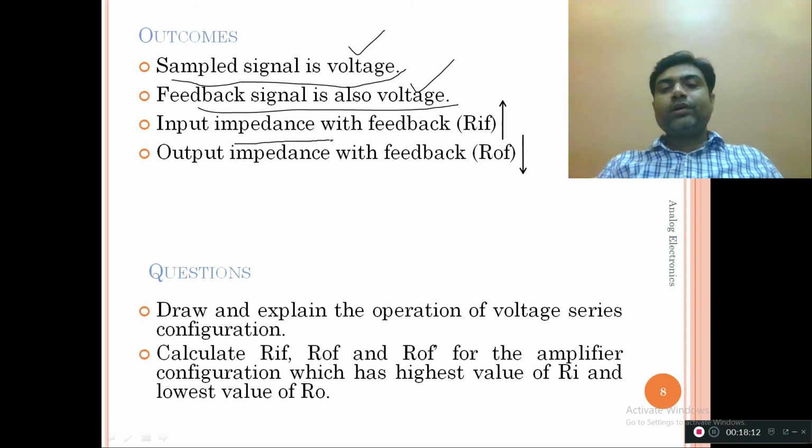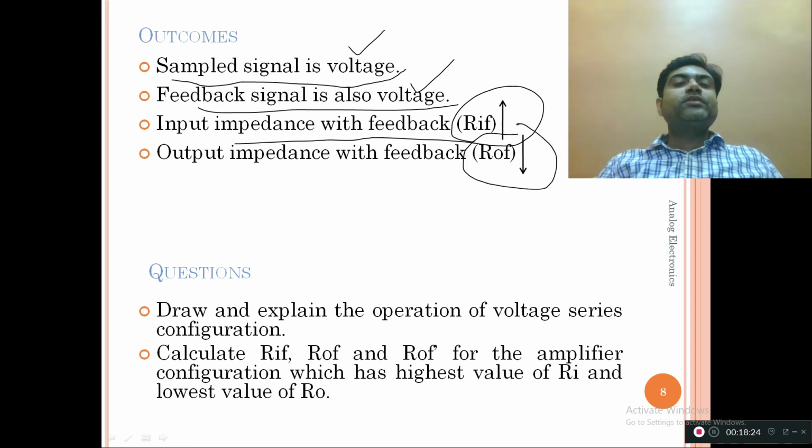Another important conclusion: input impedance with feedback increases. RIF increases when we connect the voltage series feedback, but ROF reduces. So RIF is greater than RI and ROF is lesser than RO. This is the important conclusion.